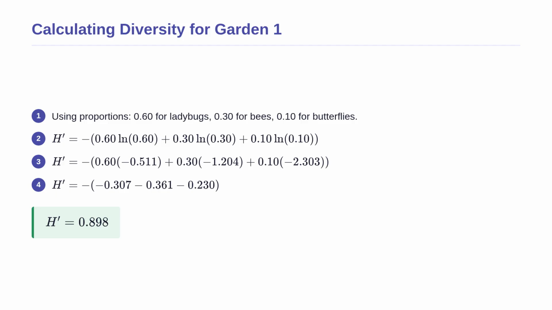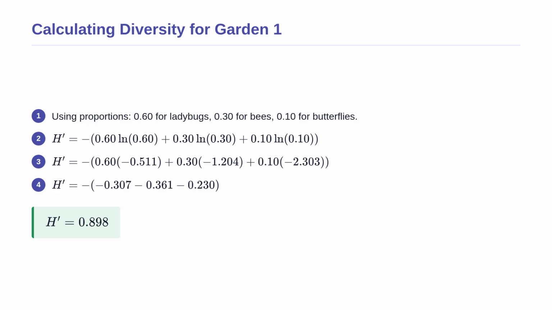Let us apply this formula to our garden example to see exactly how the math works. We already calculated our relative abundances: 0.60 for ladybugs, 0.30 for bees, and 0.10 for butterflies. We substitute these values into the Shannon-Wiener formula. For each insect, we multiply its proportion by its corresponding natural logarithm. We then add those three mathematical results together inside the parentheses.